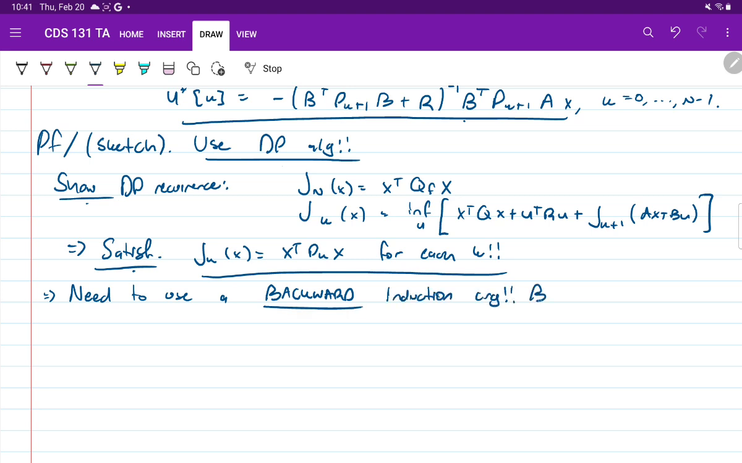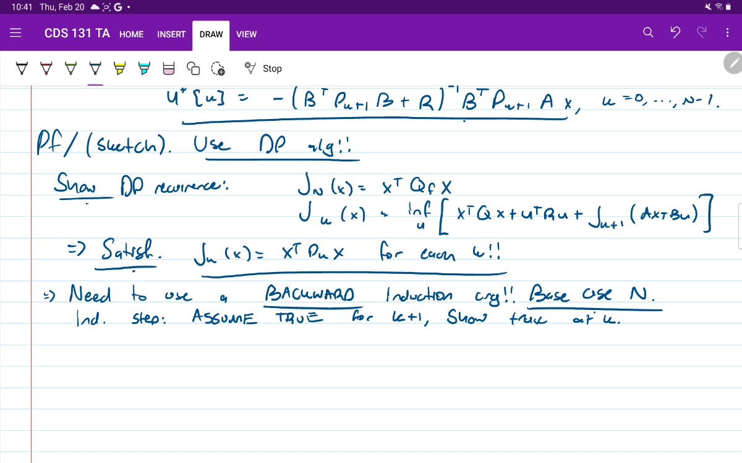So here, our base case will be time step n. And since our recurrence is going backwards instead of forwards, since we go from k plus 1 down to k, rather than from k to k plus 1, our inductive step will be: assume it's true for time k plus 1, and then show it's true at time k.